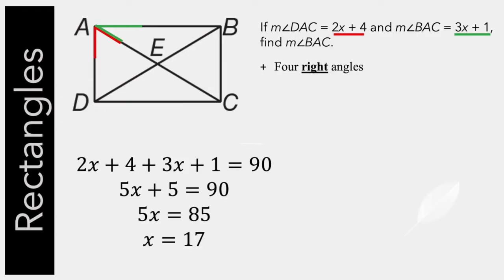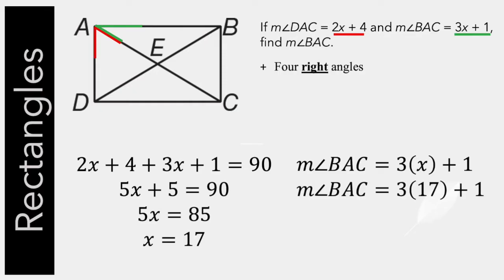But again, they didn't just want us to solve for x, they wanted the measure of BAC. So we need to plug x back into BAC to find its measure. 3 times 17 plus 1, and we know the measure of BAC is 52.